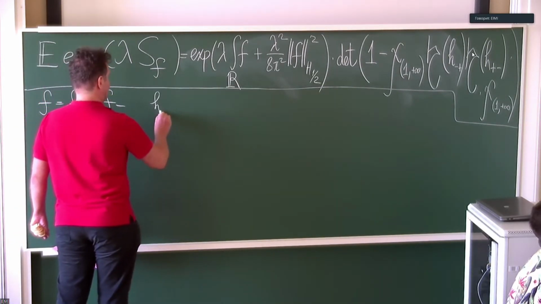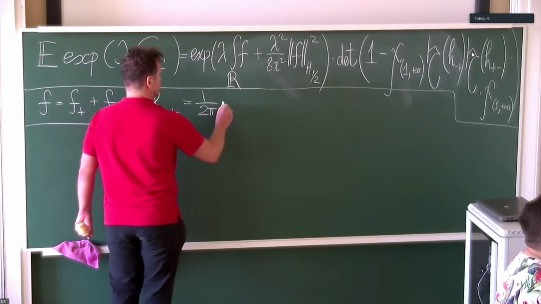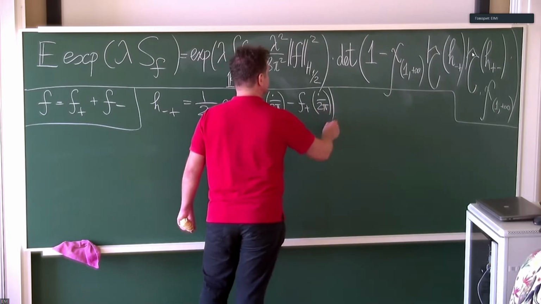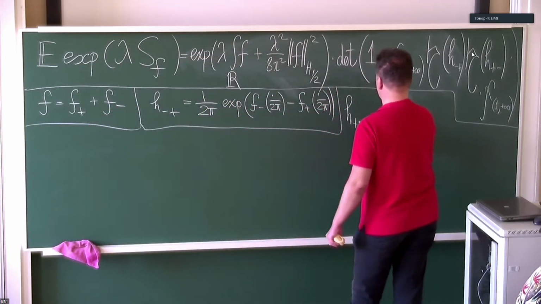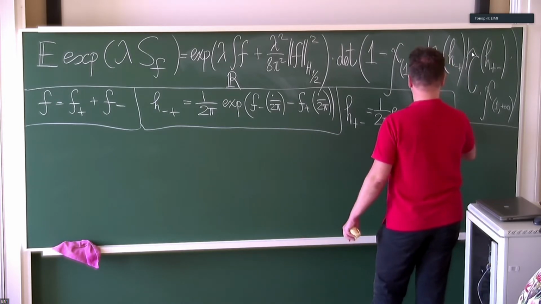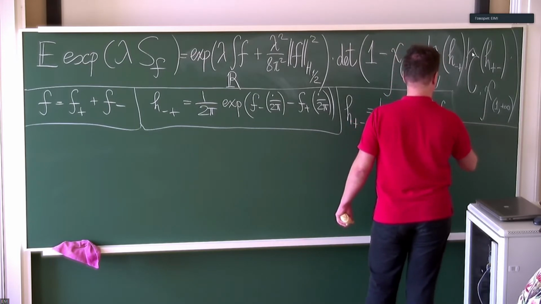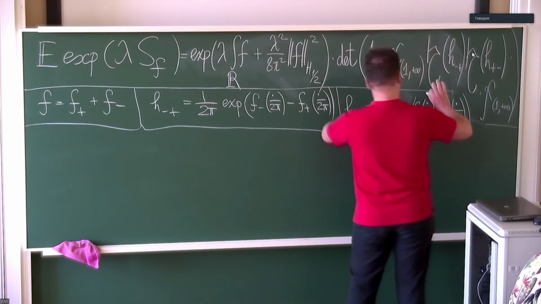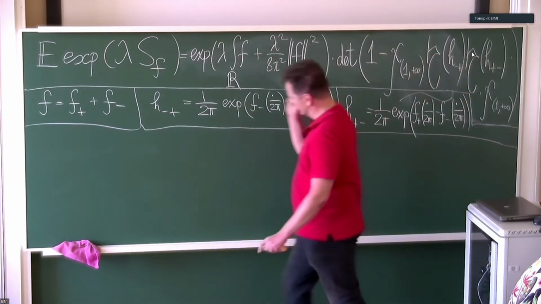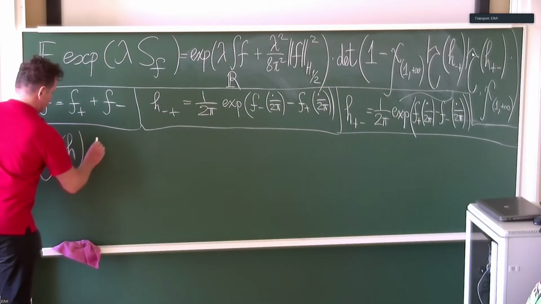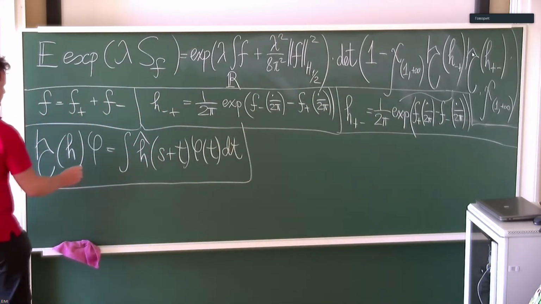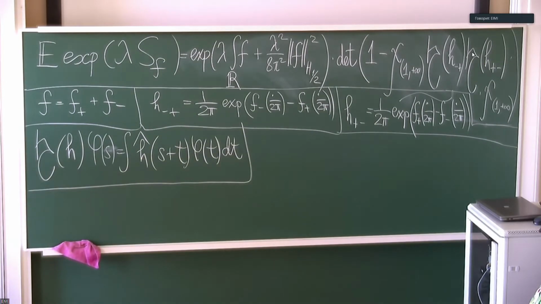So h minus plus is 1 over 2 pi exponential f minus f plus, and h plus minus is the same thing, but reversed and with the tilde, exponential f plus, where the tilde as usual stands for the reversing of Fourier frequencies. Okay, there we go. And my attempt at writing the Gaussian H stands for the following. So, and this is the scaling limit.